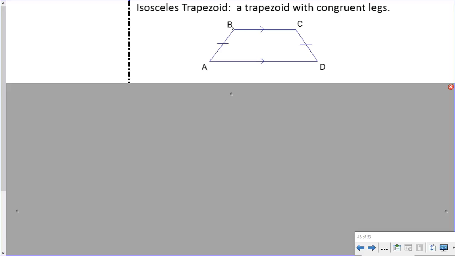We still have two bases. Segment BC and segment AD are my bases here. Segment AB and segment CD are the legs, and they're congruent, so that's the isosceles part. We still have two pairs of base angles. Angle B and angle C make a pair. Angle A and angle D make a pair.